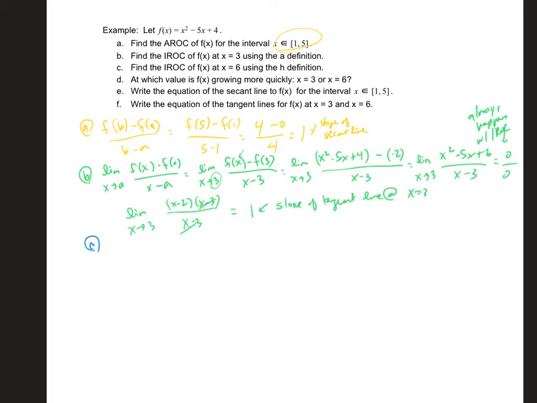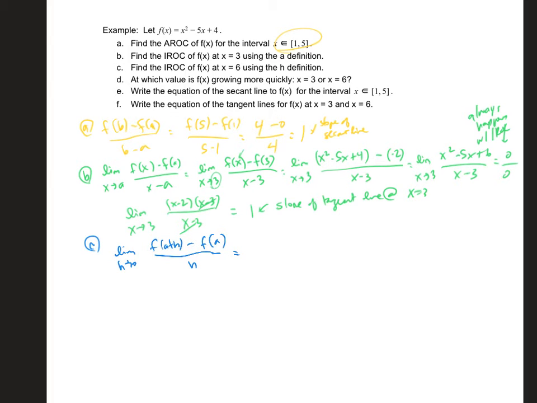So for part C, we want to find the I rock again at a different value, 6. And we're going to use the h definition this time. Now, I think in the last video, I wrote this as the limit as h approaches 0 of f of x plus h. Really, we want to use a plus h because a is the fixed point at which we're trying to find the I rock. So f of a plus h minus f of a all over h. So if you want to, you can go ahead and change that in the previous video's notes, because I did make a mistake when I wrote that down, I think.